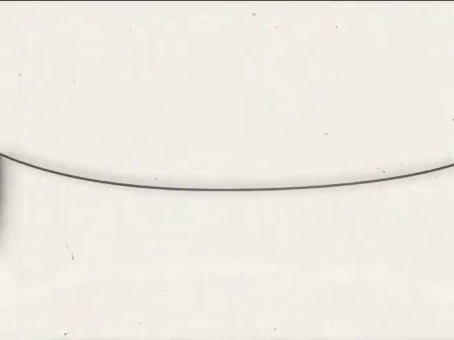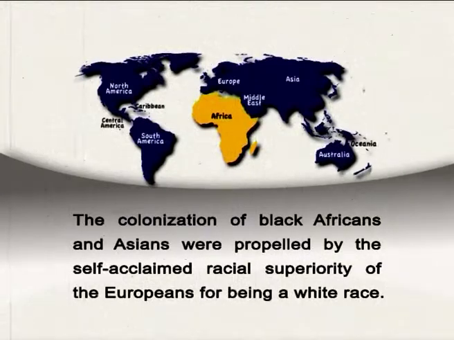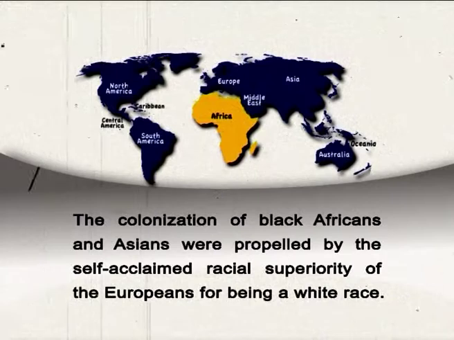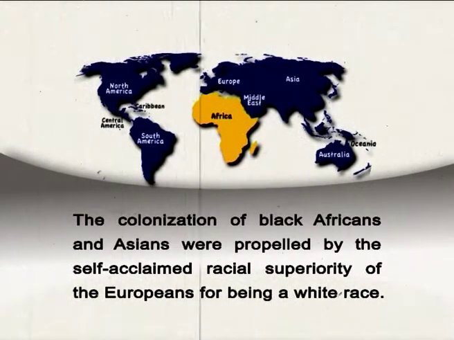Racism can be argued to have become a part of world's politics with the expansion of European market and subsequent colonization. The new people that the Europeans came across during the exploration were subdued and began to invent new theories about their identity and race. For example, the colonization of black Africans and Asians were propelled by the self-acclaimed racial superiority of the Europeans for being a white race.